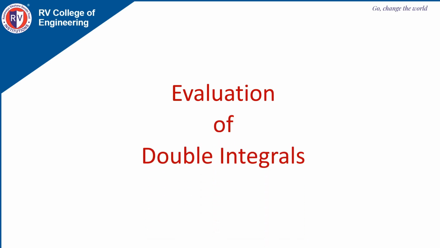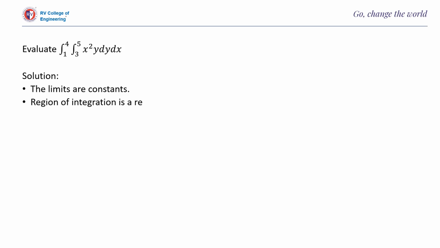In this video, we shall learn how to evaluate a double integral. The double integral may be over a rectangular region or over any general arbitrary region. Let us consider this example: evaluate the integral from 1 to 4, integral from 3 to 5, of x square y dy dx. Here we observe that the limits are constants and the region of integration is a rectangular region.